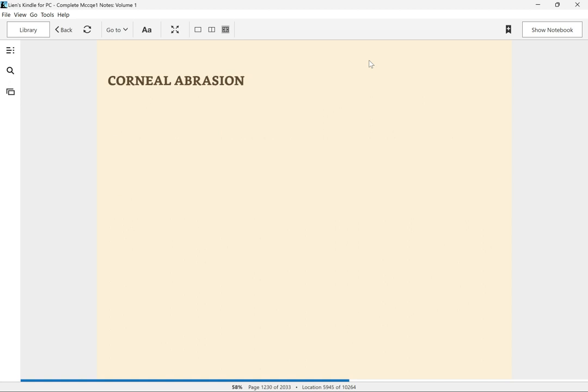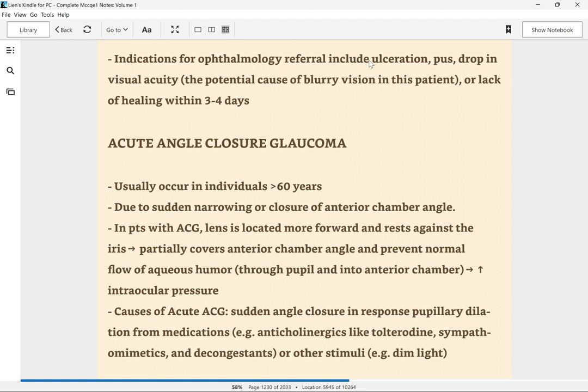Corneal abrasion. Indications for ophthalmology referral include ulceration, pus, a drop in visual acuity, the potential cause of blurry vision in this patient, or lack of healing within 3 to 4 days.